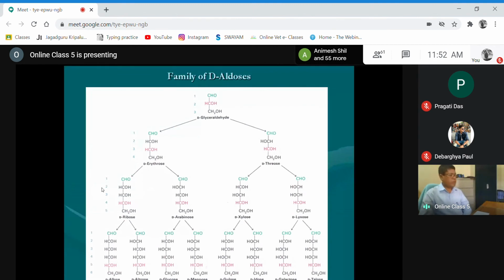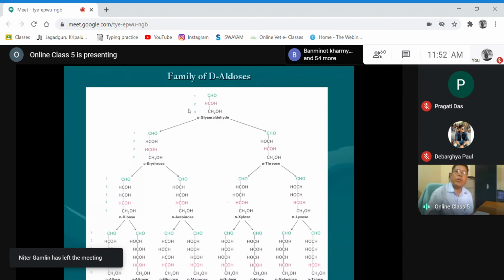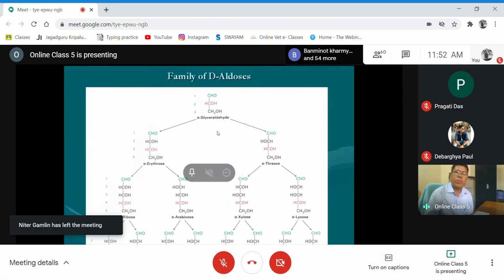Now, this is the family of the aldoses. I think we'll stop here. I need to go for a meeting, so we'll stop here. Next time we'll discuss the family of the aldoses, or the structure of the monosaccharide.